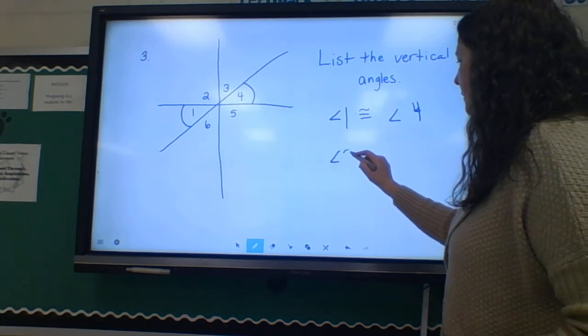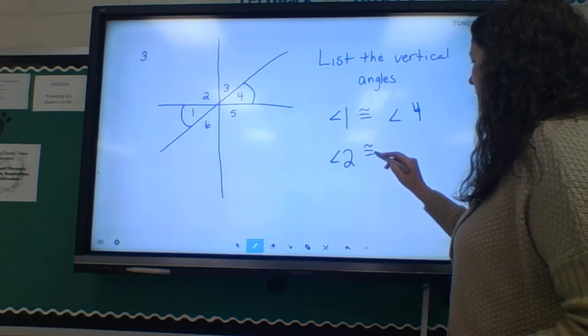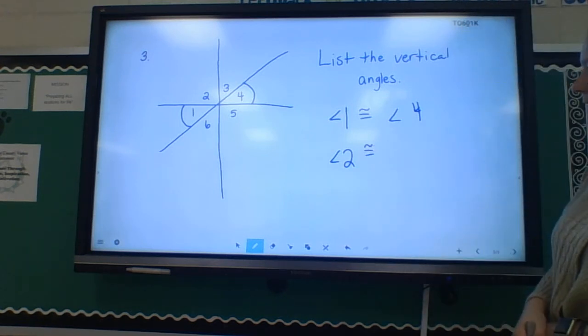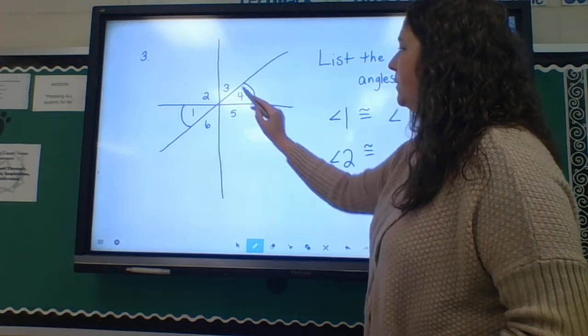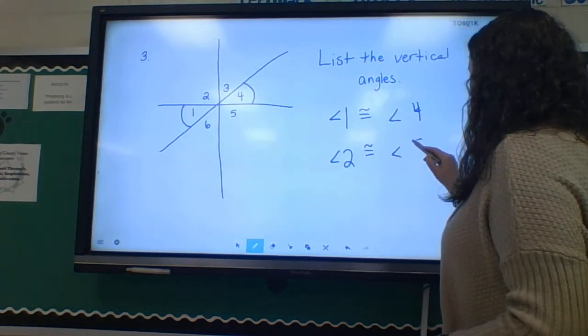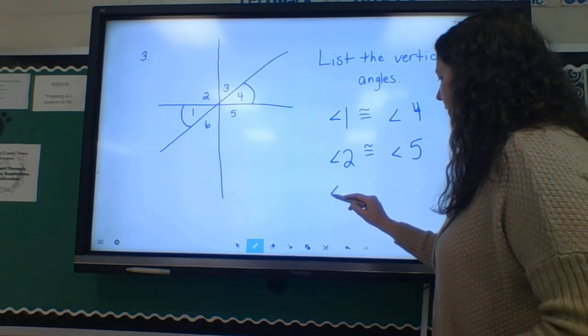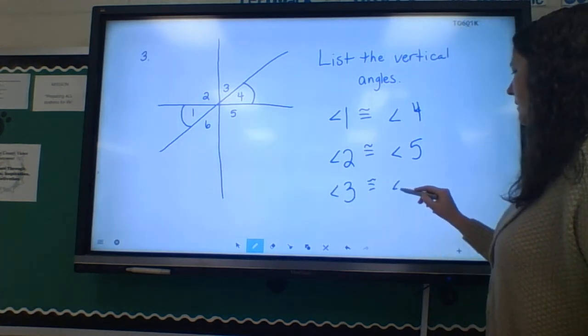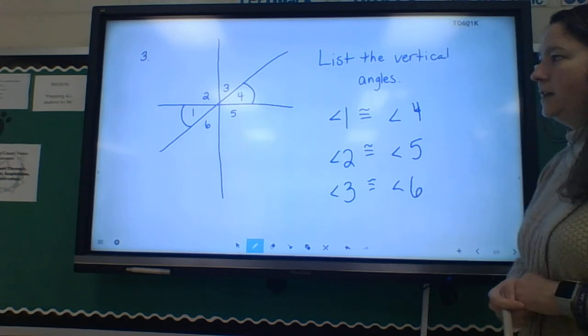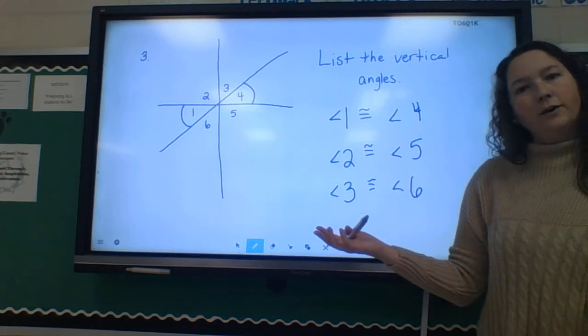Then angle 2, little squiggly on top of my equal sign. So angle 2, what is across from angle 2? 5. And then angle 3 is angle 6. So that's how you do vertical angles.